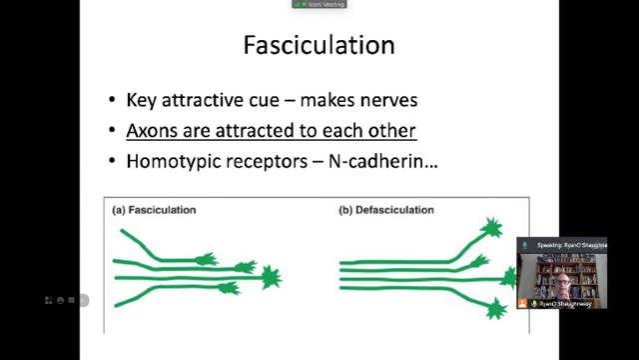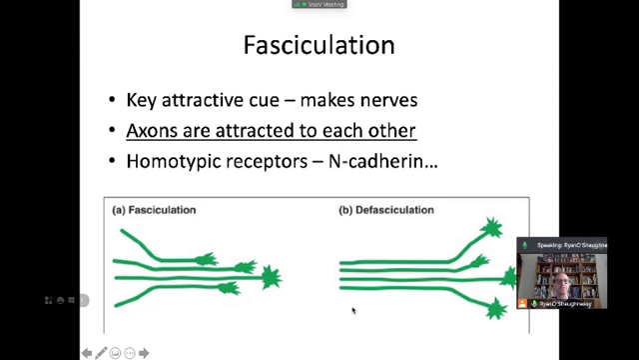Well, there's a process called fasciculation. And fasciculation is the key attractive cue that makes numbers of axons become nerves. So in this process of fasciculation, axons are attracted to each other, and they do this through the homotypic receptor N-cadherin. So here we have this process of fasciculation where, due to the expression of N-cadherin, these axons are attracted and bind to each other, and their growth cones migrate together.